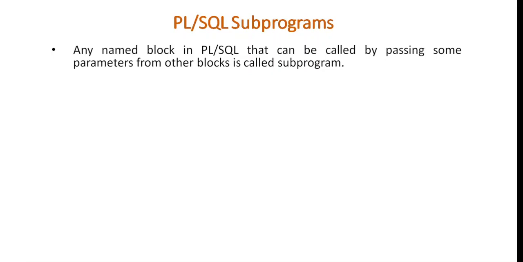See, in PL/SQL we have two types of block: named block and anonymous block. Anonymous blocks are those blocks that do not have any name. And named blocks are the blocks which are stored inside the database by using some name. So named blocks in PL/SQL are called subprograms, and they can be called from any other block by passing some parameters. So these types of blocks are called subprograms.